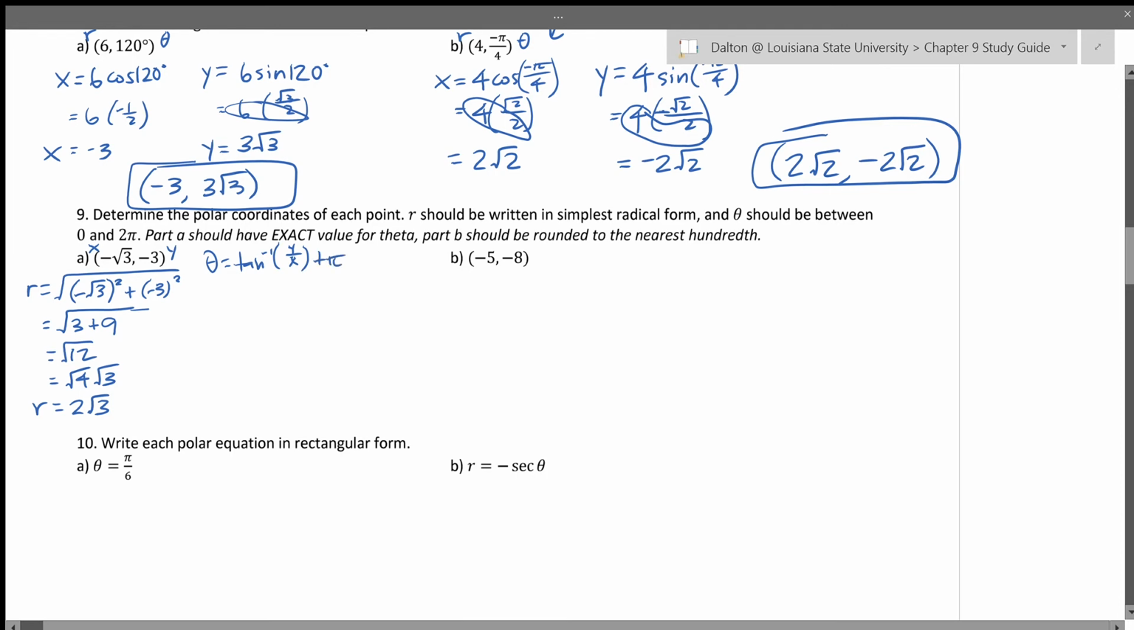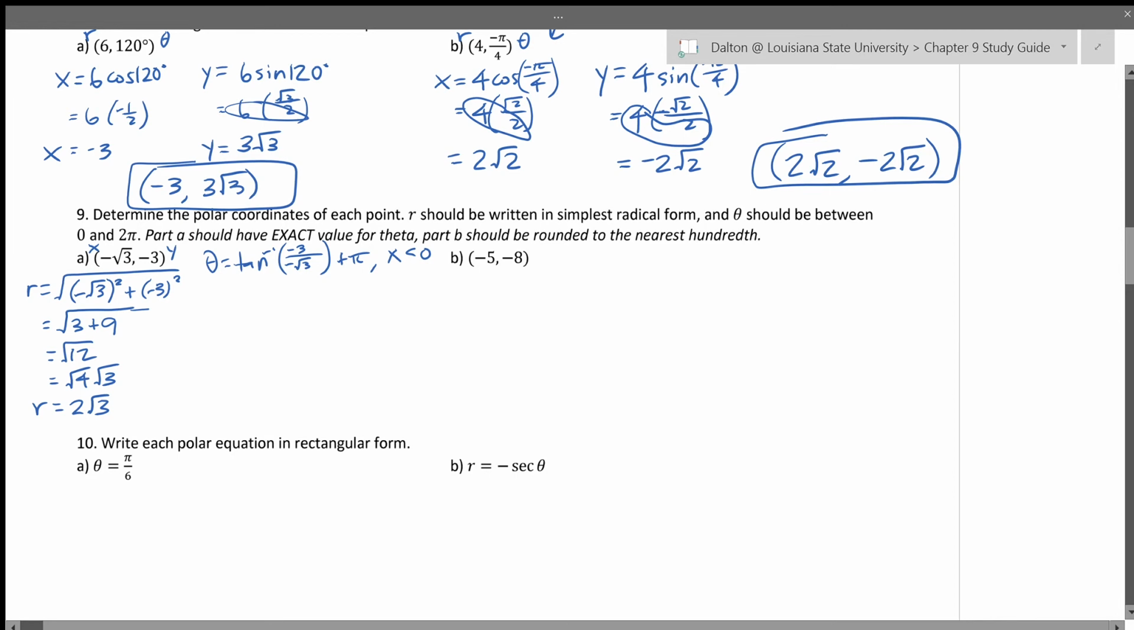And we're going to use plus pi because, and let me actually fill out what this is going to be because I don't have a ton of room here. So it'll be tangent inverse of y is negative 3 over x is negative square root of 3, plus pi. And the reason for that is because x is less than 0. Our x coordinate is negative.